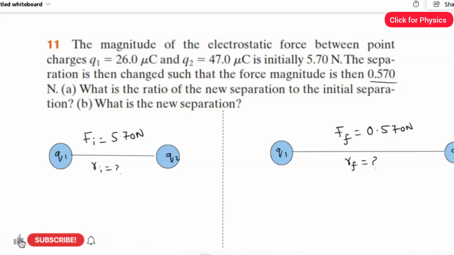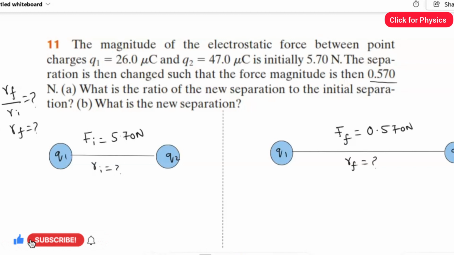Once you know these values, we will easily find the answer for the first question, because the distances between the two charges for the initial as well as the final were not mentioned. But they need the answer for the ratio. What's the ratio here? RF over RI is what we are going to find. That is the answer for the first question. And in the second question, we are going to find the value of RF only. So these two answers we have to find.